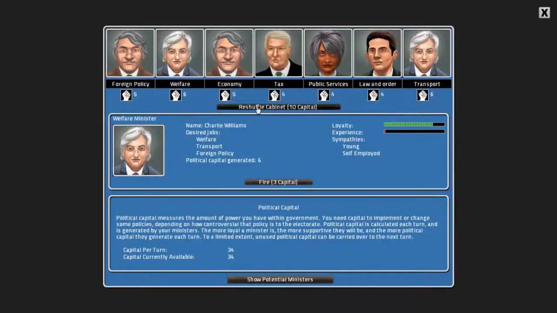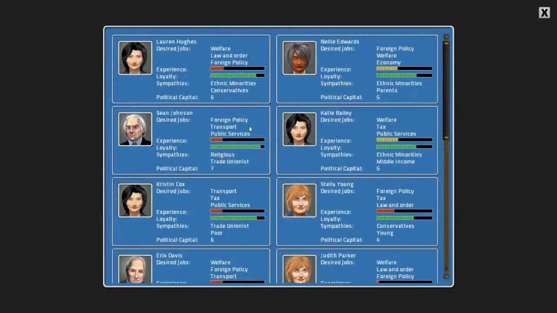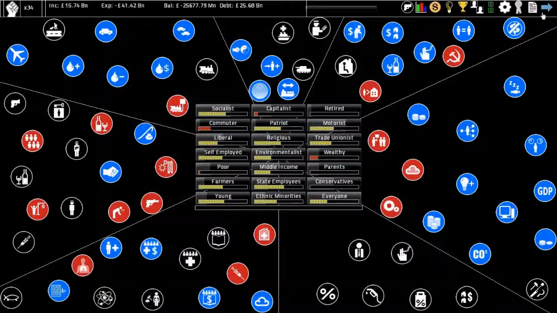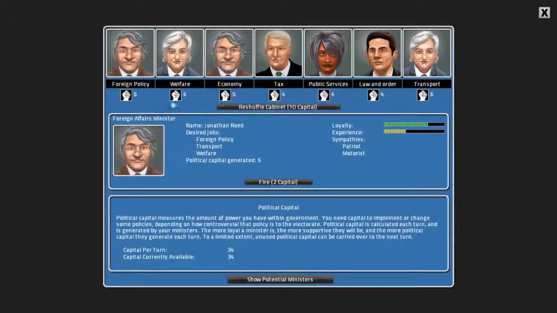One of the other things that I have here is this button, Reshuffle Cabinet, which will cost me 10 capital. That effectively fires all of them, but without any of the negative connotation. So I can then rehire them. It's a way of moving people about without firing them, because you couldn't reshuffle in the past. And as I recall, some of this has changed. I don't think you could see loyalty and experience on potential ministers in the past. There'll be a different system for doing these pictures as well, so you'll never get this slightly depressing scenario where there's 2 profiles looking exactly the same. Hopefully that's never going to happen again.